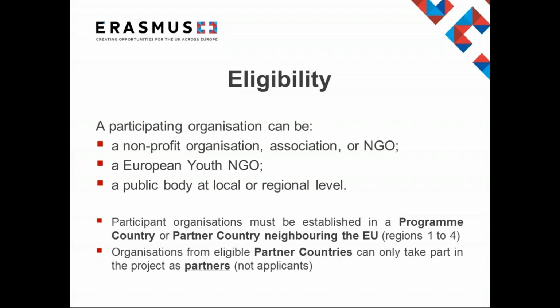In terms of where participating organisations can come from, well, they must be established in a programme country or in a partner country neighbouring the EU. So these are regions 1 to 4, and a full list of the eligible participating countries can be found on pages 22 and 23 of the programme guide. So make sure you refer to that. If they are coming from one of the partner countries in those neighbouring regions 1 to 4, they would not be eligible to take part as the project lead, i.e. the applicant, but they are eligible to take part as partners. But the lead organisation must come from a programme country.